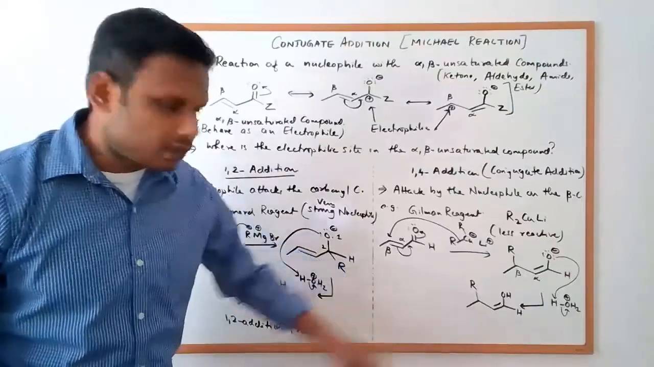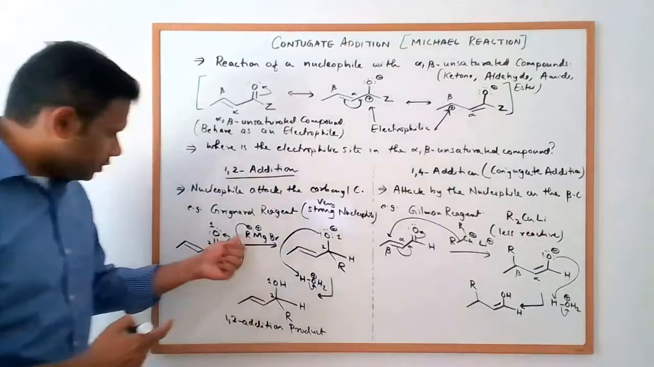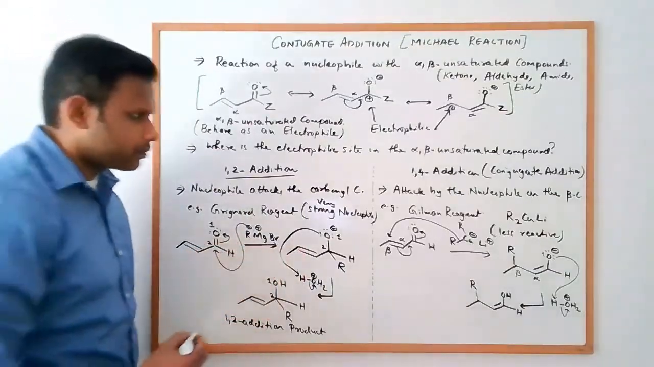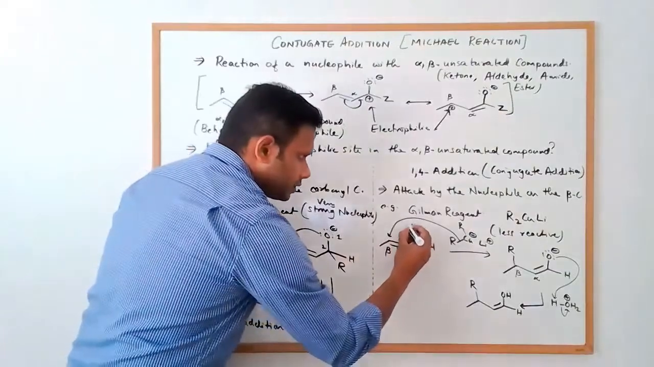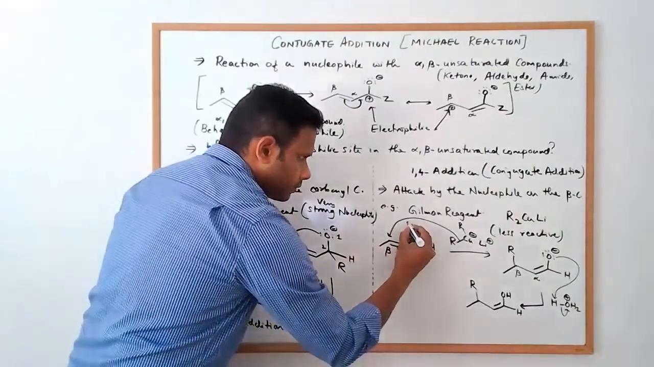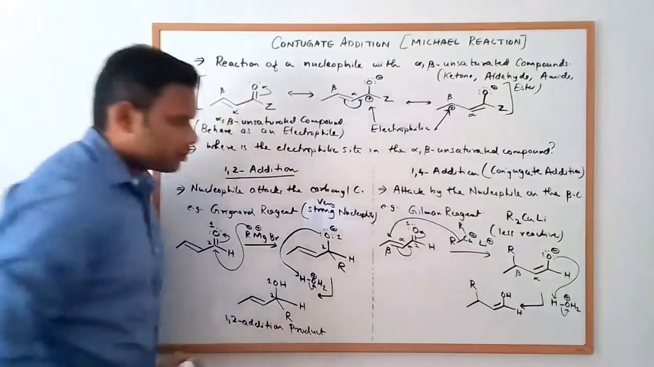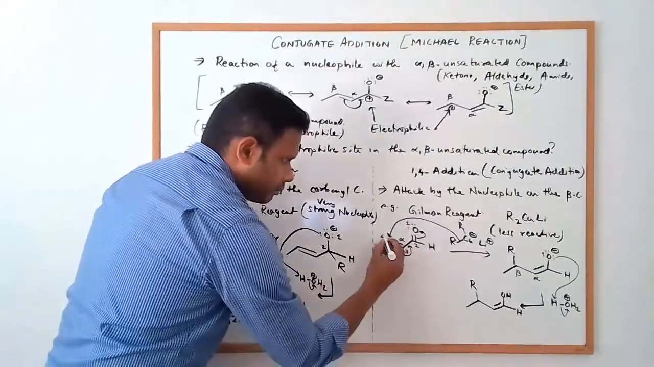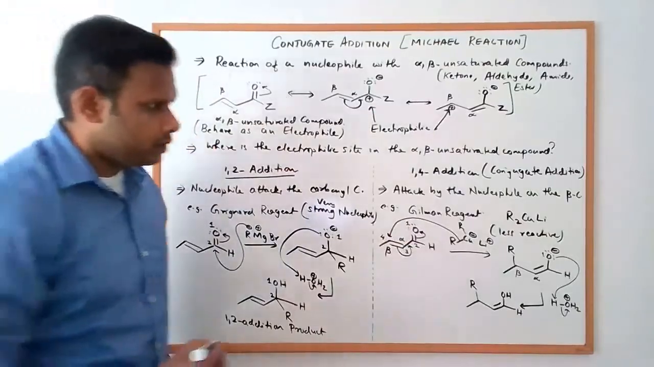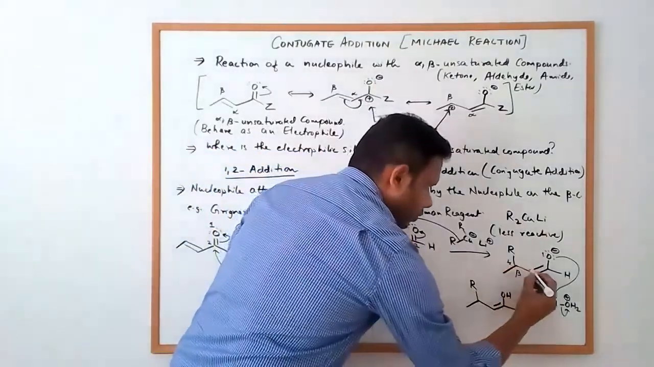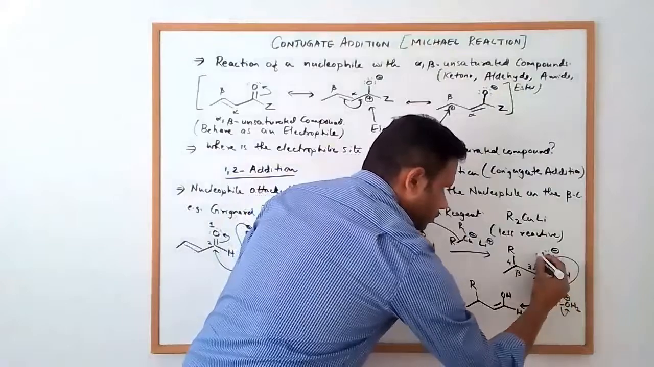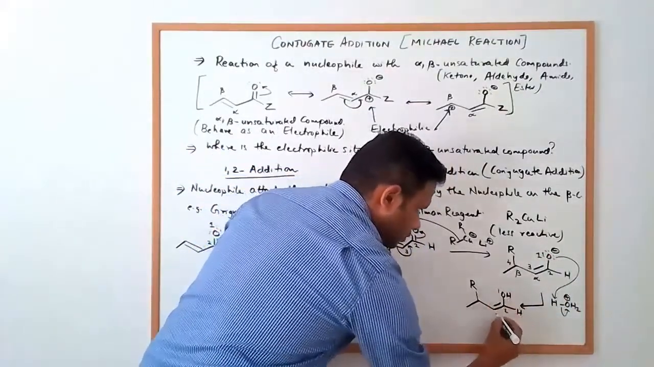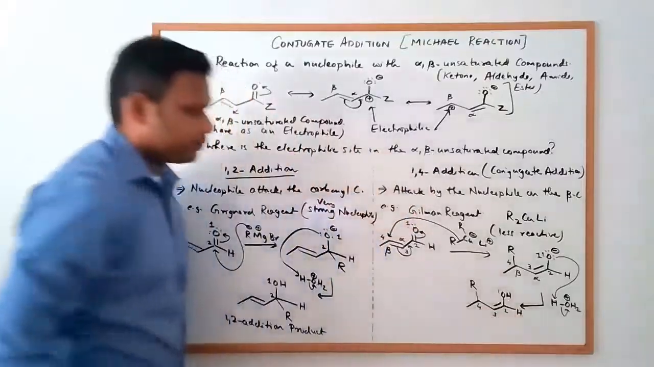Now, if you look at the structure here, and if we use a similar numbering scheme that we used in the first example, we start with the oxygen. This is 1. The carbonyl carbon is 2. Alpha carbon is 3, and the beta carbon is 4. So we have 4, 3, 2, and 1. Got 1, 2, 3, and 4.